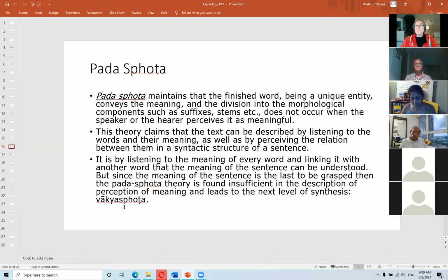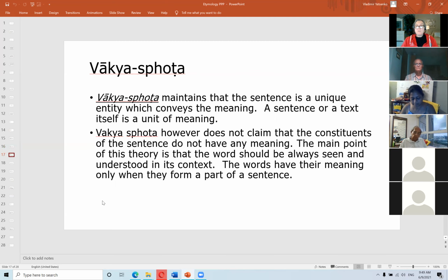If I take more complex, such as Karakas, and now we come to Karakas, which we looked into last time, I will make a definition of Vakya Sphota first. Vakya Sphota maintains that the sentence is a unique entity which conveys the meaning. A sentence or a text itself is a unit of meaning, according to Bhartrihari. Vakya Sphota, however, does not claim that the constituents of the sentence do not have any meaning. Look how beautifully it is maintained. So all the meanings within the meanings are maintained.